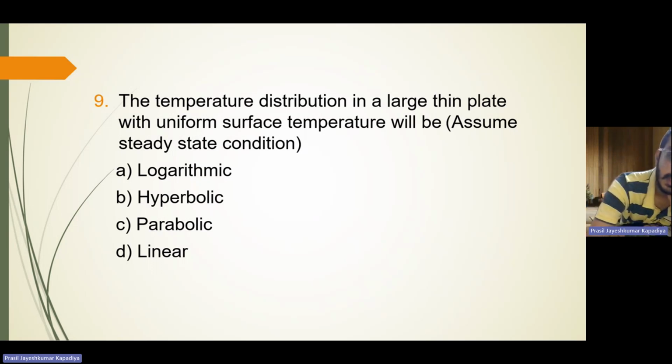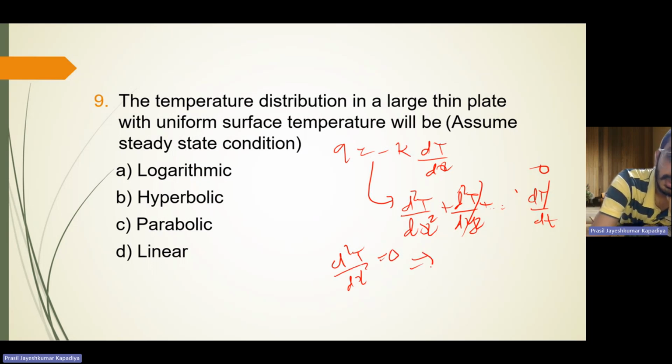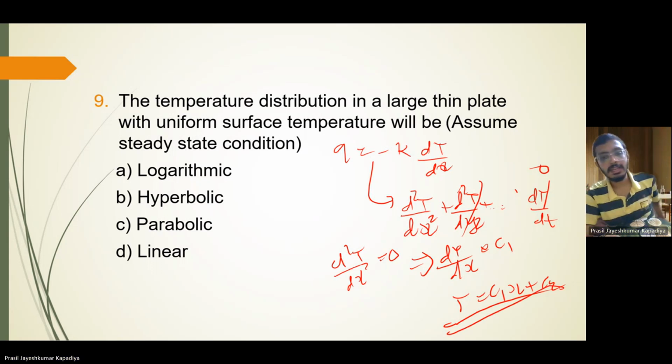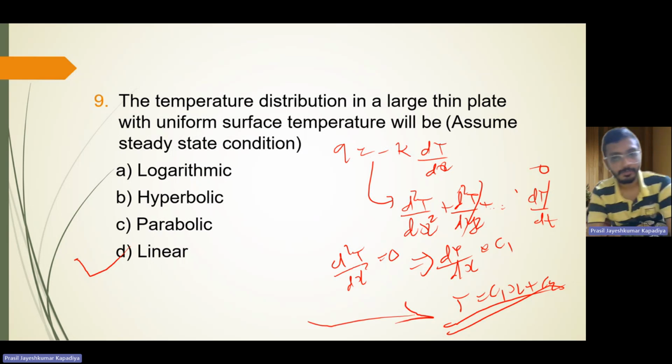So what we can write? We can write Q is equal to minus K dT by dx, and from this we can derive d square T by dx square. But here it is at steady state, so this term won't be there as it's steady state. So d square T by dx square is equal to 0. So dT by dx is equal to some constant. So T will be some constant c1 into x plus c2. So this is how it is varying. It is varying linearly. So our correct answer will be C. Sorry, the correct answer will be D. The variation is in linear format.